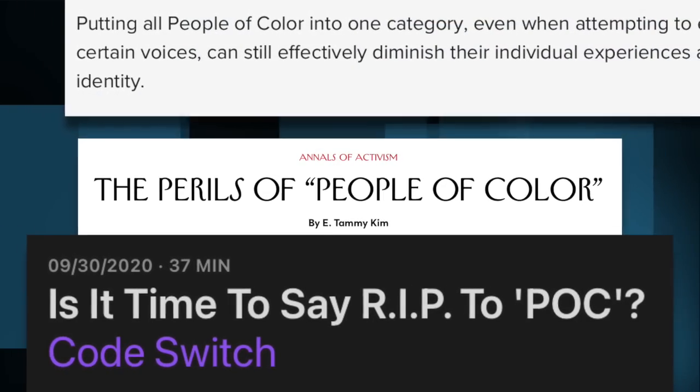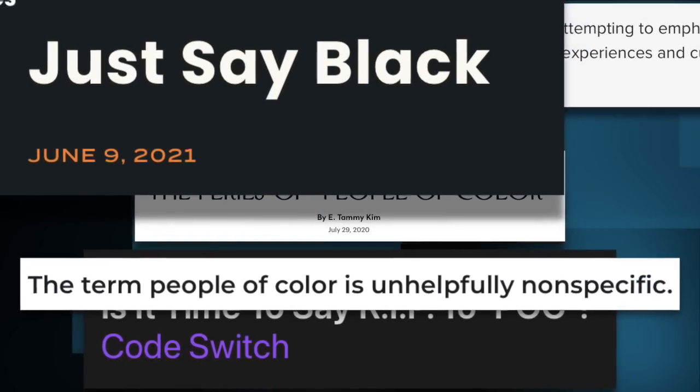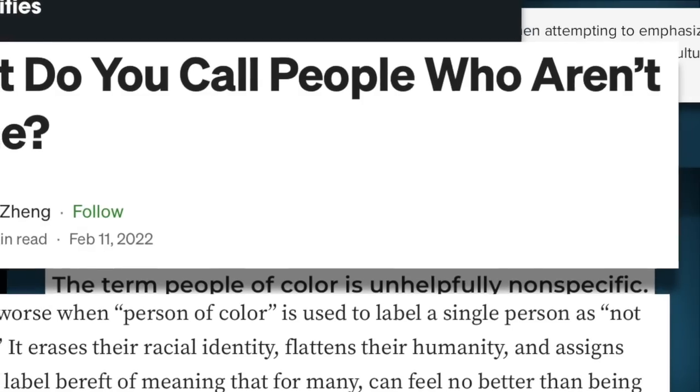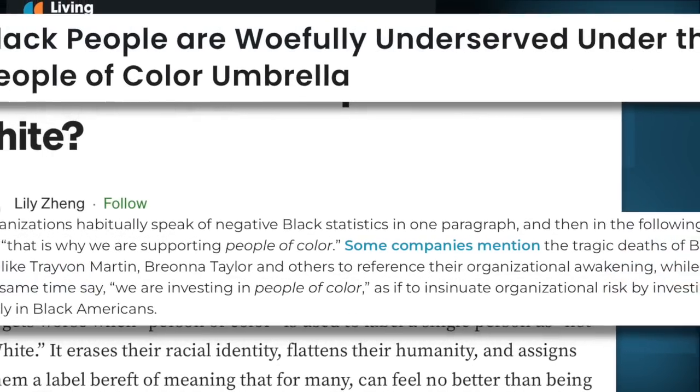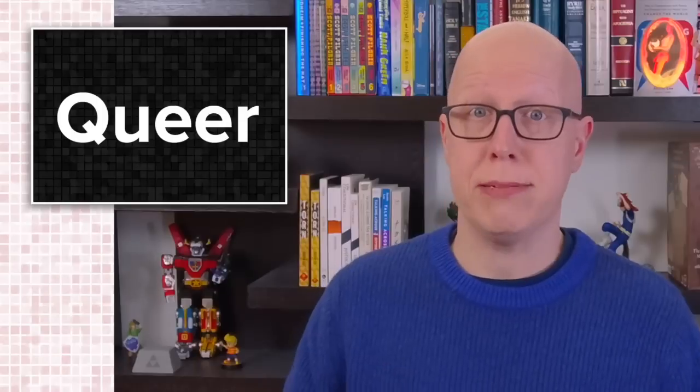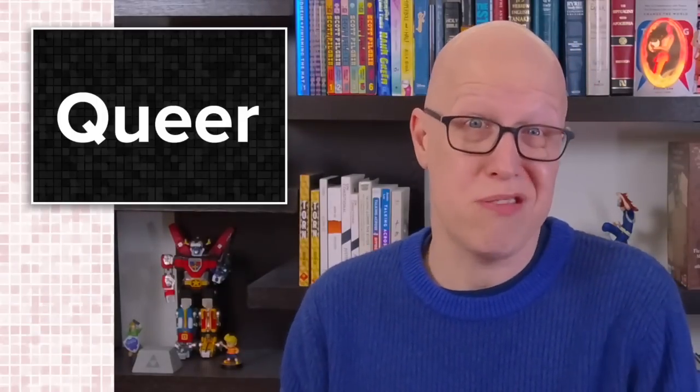Critics argue that that subtly suggests that white people are the standard and everyone else is defined by their deviation from that norm, ignoring all their other differences. And similar arguments have been made about queer, that it makes straight cisgender people the norm and describes everyone else as the other, defined not by who they are, but by who they're not.